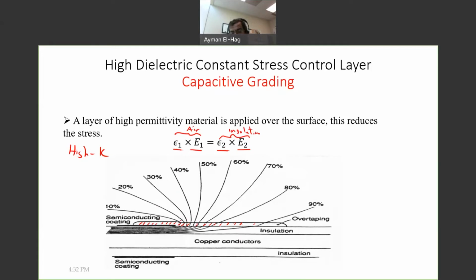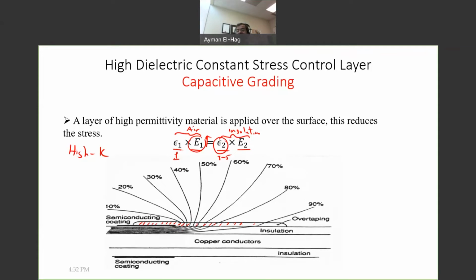So when it is air, epsilon 1 is much less than epsilon 2, because this is air, so the electric constant epsilon r is equal to 1. Here it is equal to 3 to 5. So the electric field here will be much higher than here. This is why we have high electrical stress when it was air.